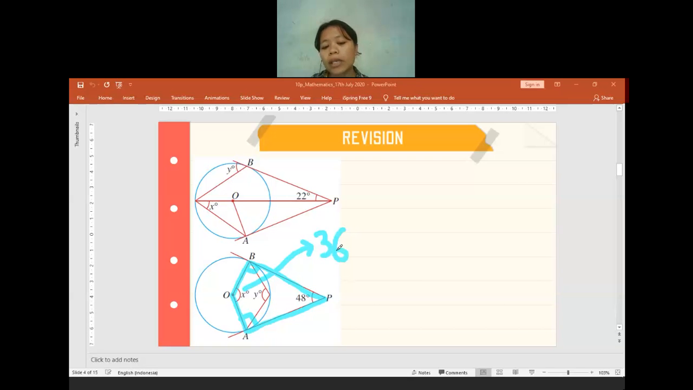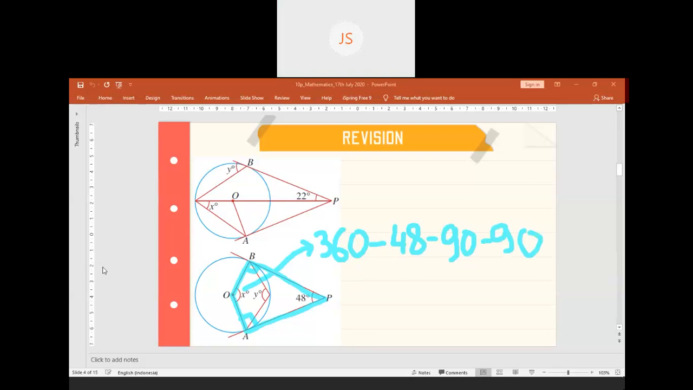360 minus how many? 48. Minus 48 only? 90. Minus 90, minus 90. How many will it be then? How many will it be for the angle x? 132. Yes. Is there anyone who gets confused?